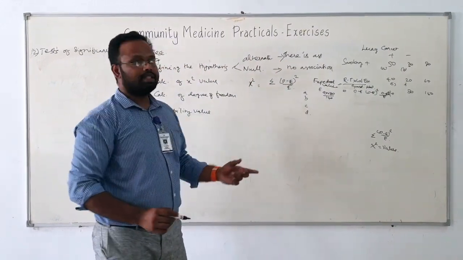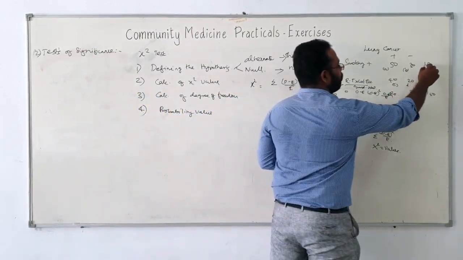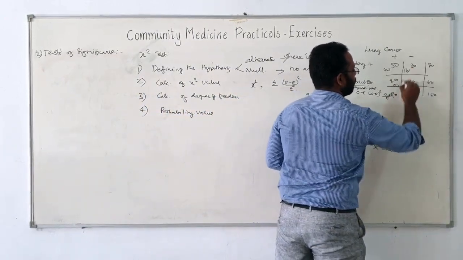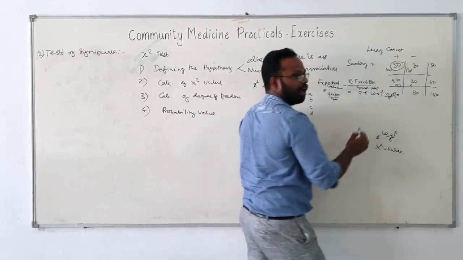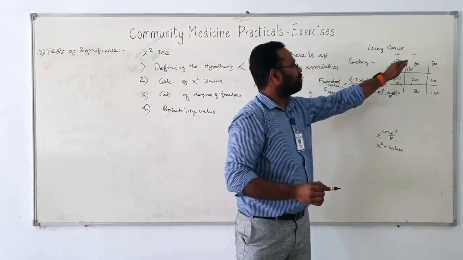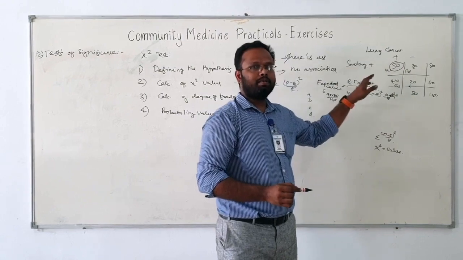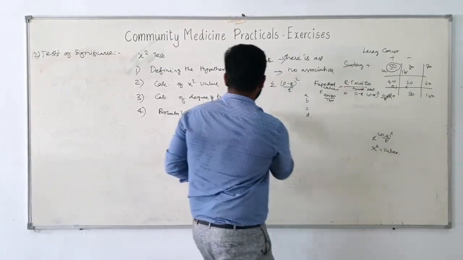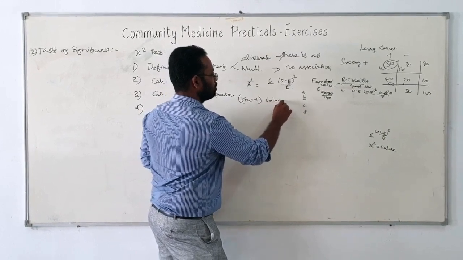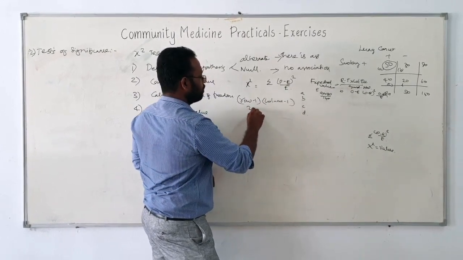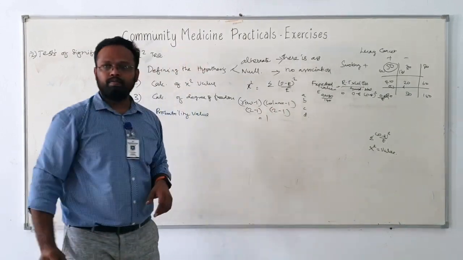Then third step is degree of freedom. What is degree of freedom is, if you have these cell values already prefixed, only one value put up here will automatically fill all the values here. So this is calculated by the formula row minus 1 into column minus 1. So we have 2 rows here, 2 minus 1 into column minus 1. So degree of freedom here is 1.